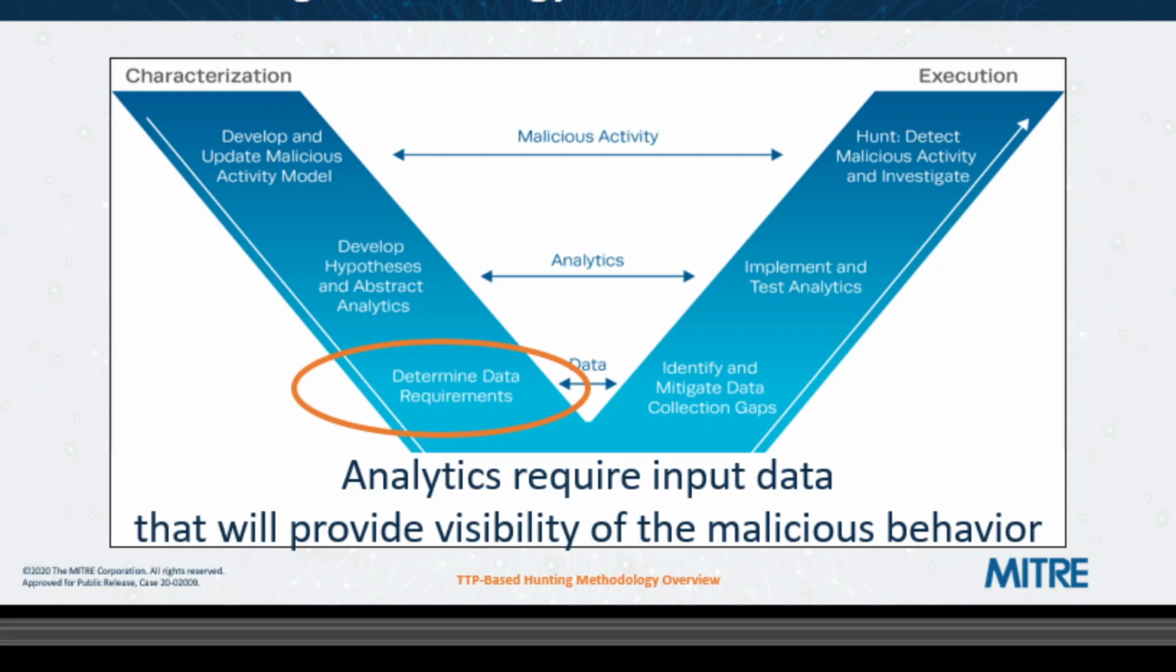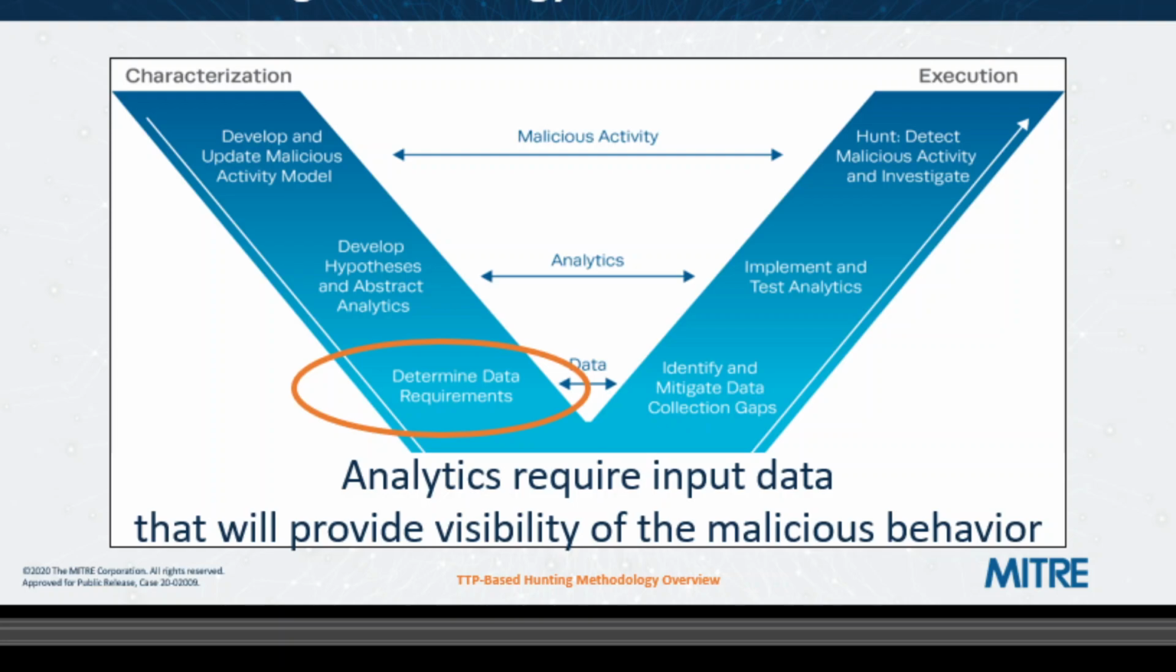The third layer of the V is the data layer. Based on our understanding of the malicious activity, the malicious behaviors, we've developed these hypotheses and developed abstract analytics around them. But we'll need data collected to feed those analytics.